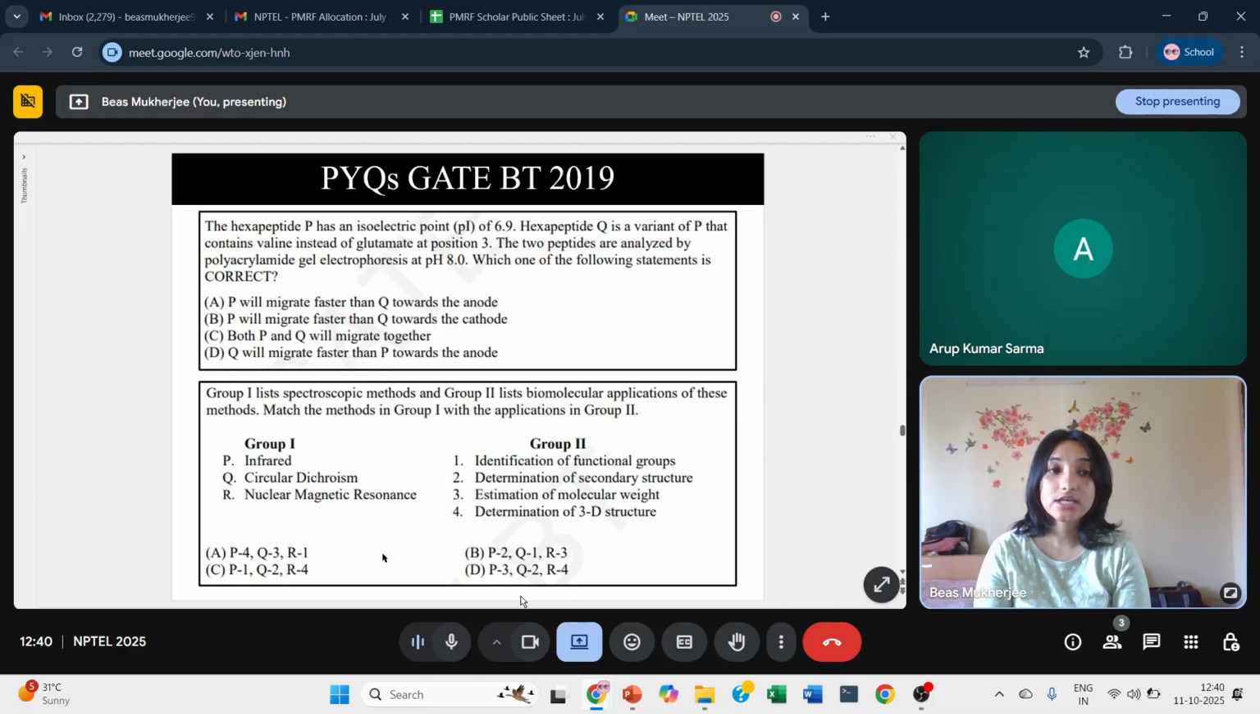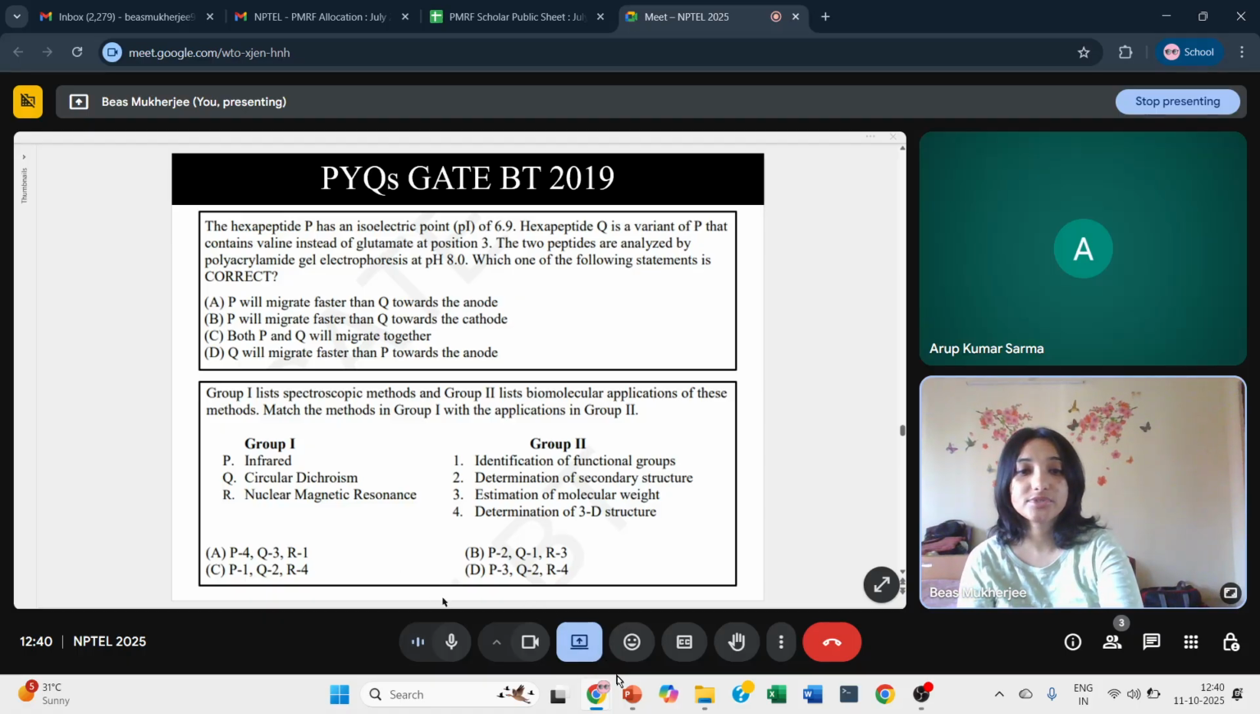Right. So for the second question, it is group 1 list spectroscopic methods and group 2 list the biomolecular applications of these methods. So match the methods in group 1 with the applications in group 2. So infrared spectroscopy, circular dichroism spectroscopy and NMR spectroscopy. So identification of functional groups, determination of the secondary structure, estimation of molecular weight, determination of the 3D structure. This is simple, very straightforward, very direct. Let's see what happens. What is the right answer?